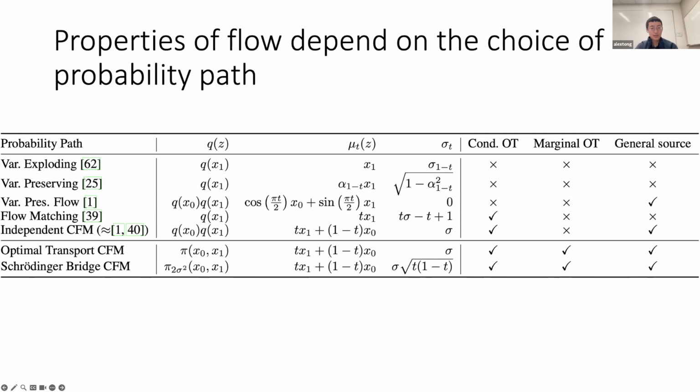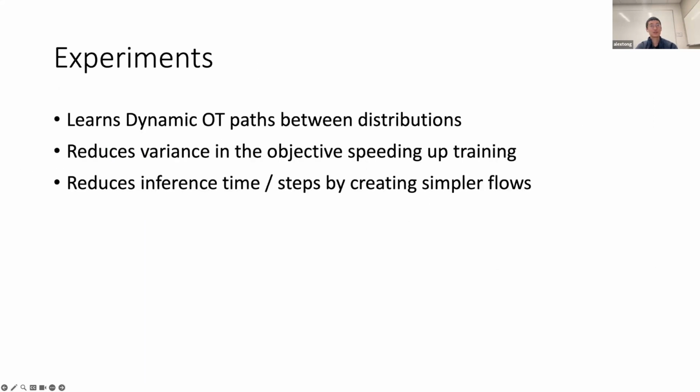Okay, so I just want to say why you want to do this OT thing. If you want to do dynamic OT, which is the application that I'm interested in, it works quite well, or at least approximates quite well. It reduces the variance in the objective, so it speeds up the training, and it reduces the inference time by creating simpler flows.